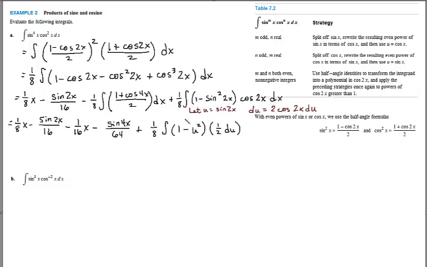Alright, I have completed everything but the last one. Now on this last one I let U equal sine of 2x just like I did before, and then I did my du, and then I did my substitution. Now I can integrate this very easily and then do back substitution, and I'll write that down. And then of course I'll have to collect terms.